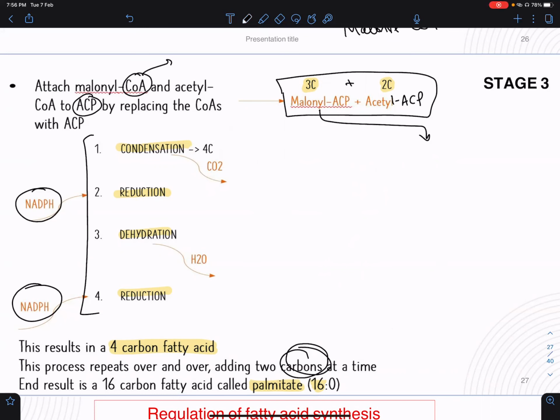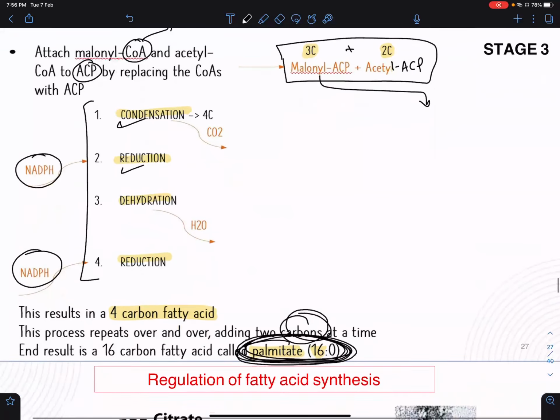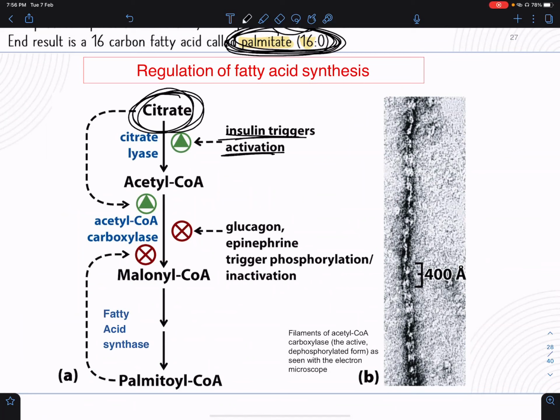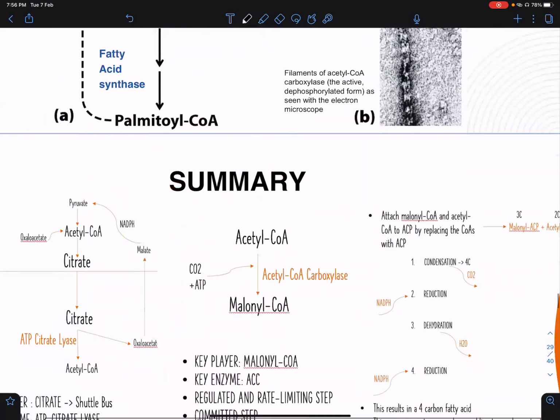So just keep in mind the order of the reactions because these are very important. So condensation, reduction, dehydration, reduction, and every step adds 2 carbons at a time. And the end product is palmitate, which is 16 carbons, okay? Now, this is just a review of what we talked about. We said insulin triggers activation, and citrate is the main activator of acetyl-CoA carboxylase. Okay, so that's it so far.